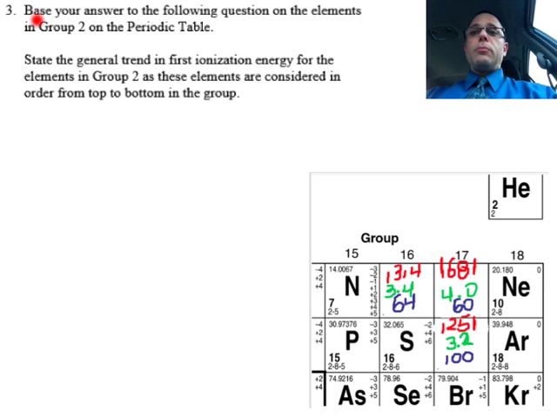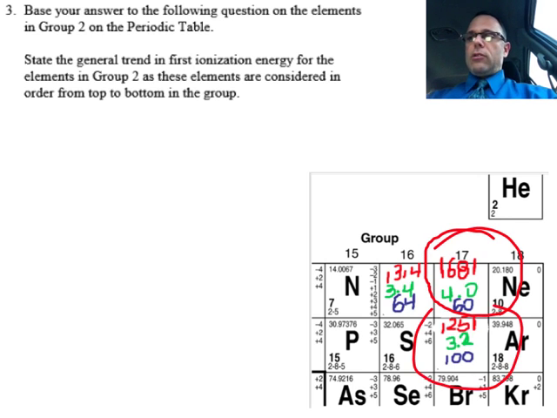All right, question 3. Base your answer on the following question on the elements in group 2 on the periodic table. The question says, state the general trend in first ionization energy for the elements in group 2 as these elements are considered in order from top to bottom in the group. Now, once again, I said ignore that. Just go ahead and use what we prepared on the lower right. This being right here, fluorine and chlorine.